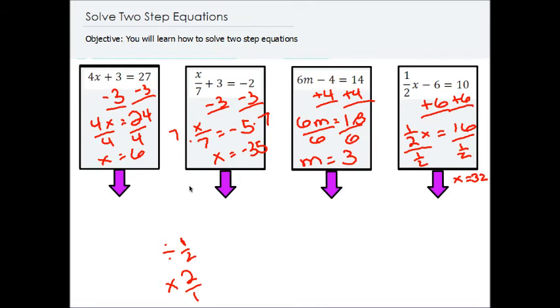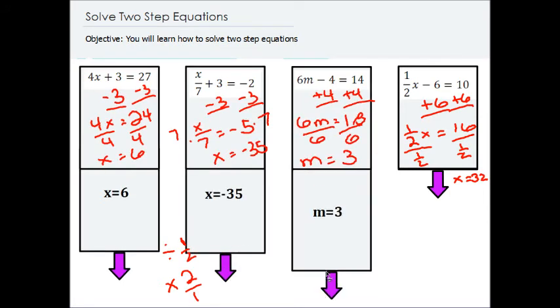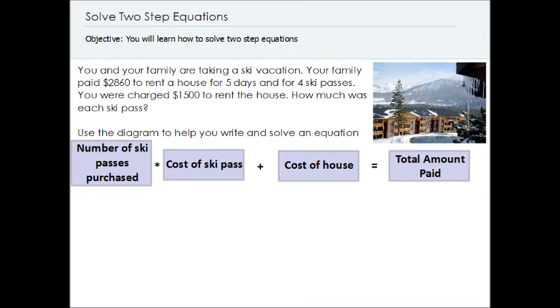Alright, let's check if we got it right. X equals 6, negative 35, 3, and 32. Nice job.